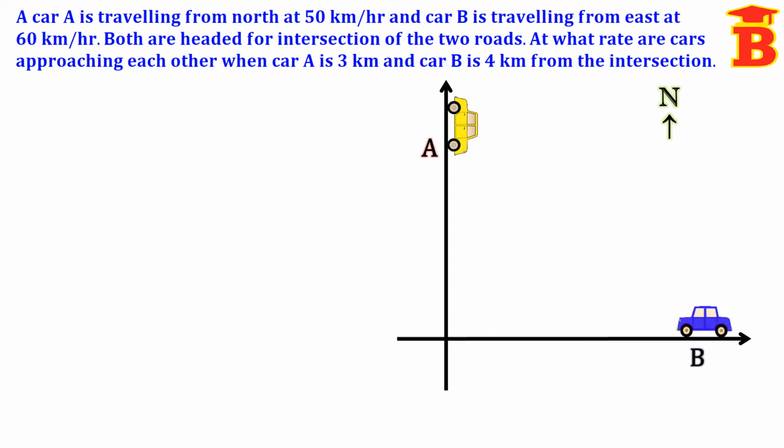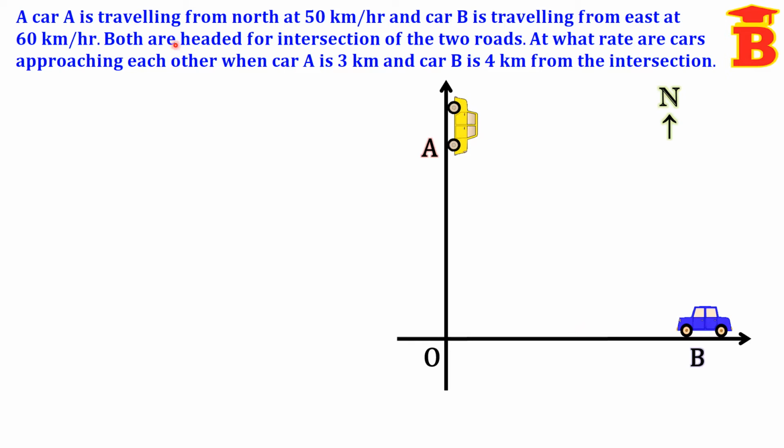Next, car B is traveling from east. So this is the east side. So from east, this car B is moving in this direction. And take the intersection of the road as O. Since the first car A is moving from north, that means mathematically it is in the opposite direction. Similarly, car B is also moving from east, so that also mathematically we have to take in the opposite direction.